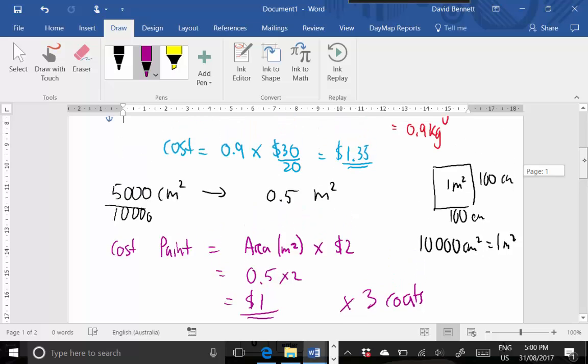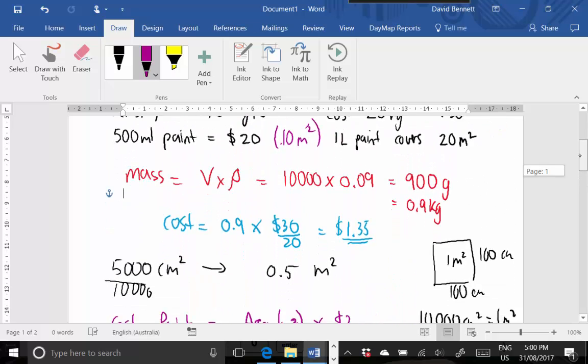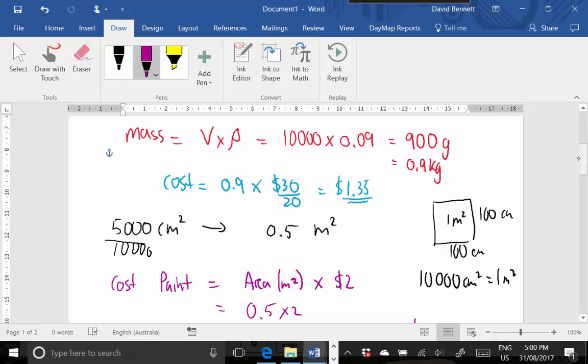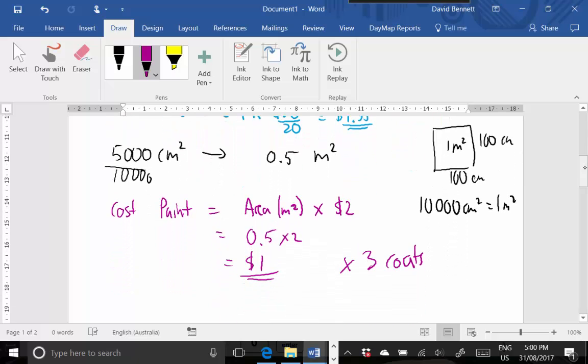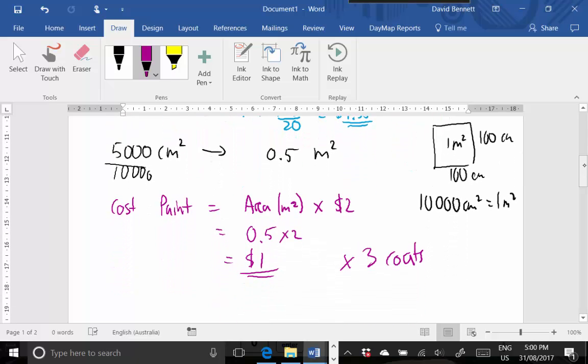Right, so you've got a way of working out your cost for your volume, and you've got a way of working out your cost of your paint. So we're going to be using ratios there, and you need to show that for the correct values that you've worked out. Alright, so hopefully this helps you.